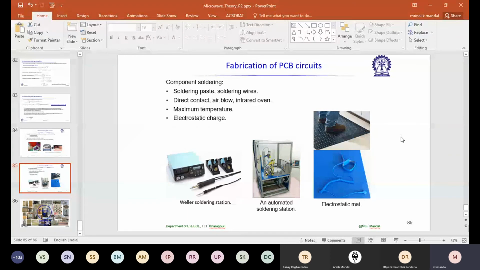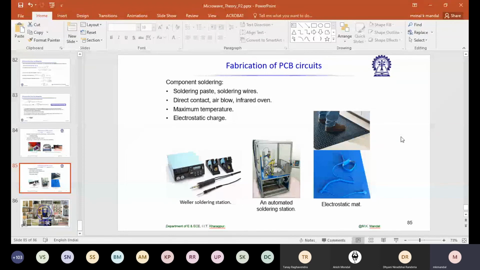If you look at the SMT components, first of all, they are very small in size. They can be as small as 0.25 millimeter to 0.5 millimeter by 1 millimeter dimension, like that. Then you have to use a microscope for soldering. You should have good control of your hand. And the second thing comes from temperature requirements and electrostatic requirements.